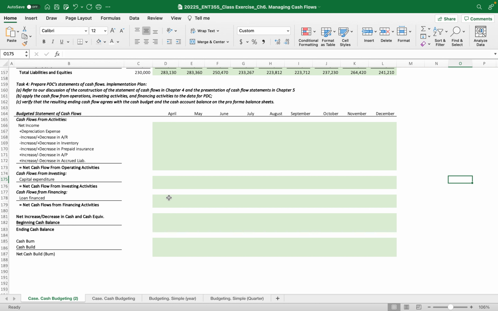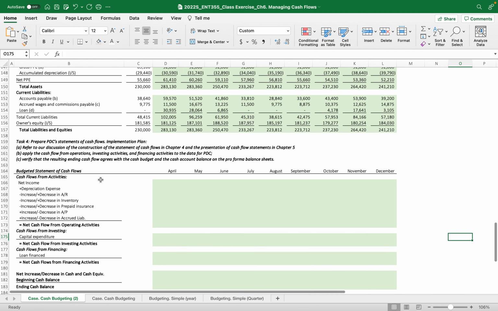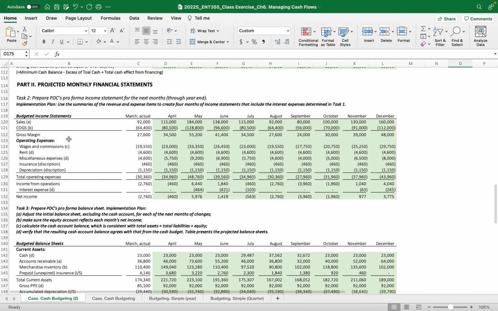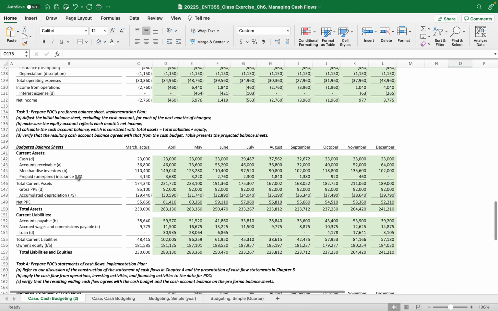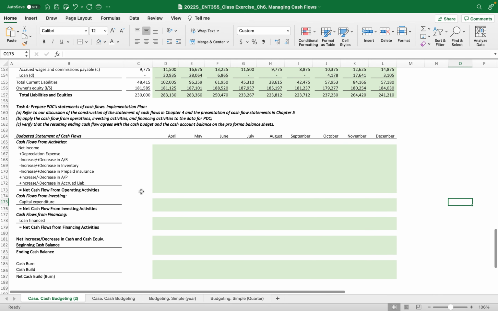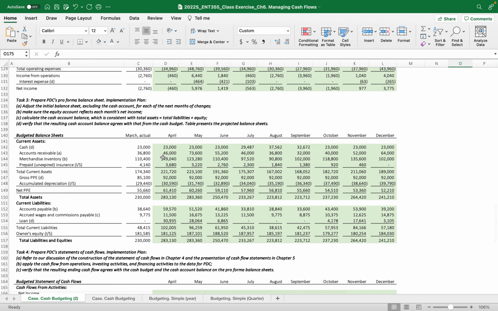And let's get started. The budgeted statement of cash flow. Once we create this budgeted income statement and projected balance sheet on a monthly basis, then the budgeted statement of cash flow is simply created by comparing the two-month balance sheets and the income statement of each month.